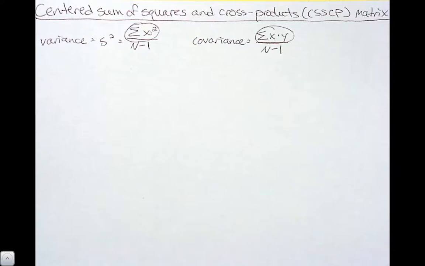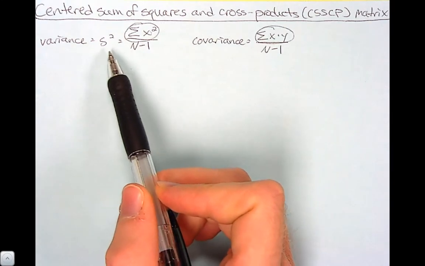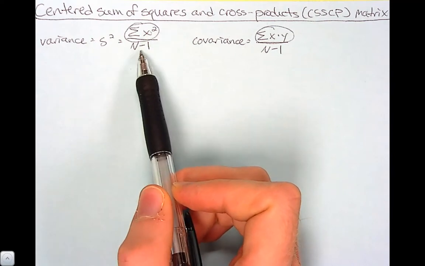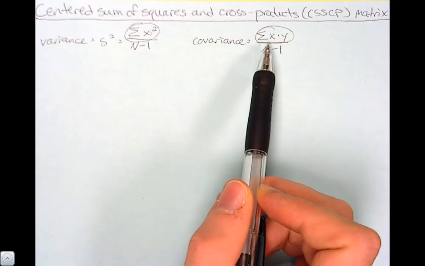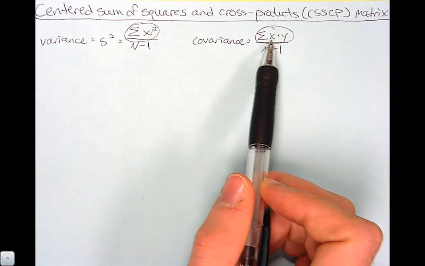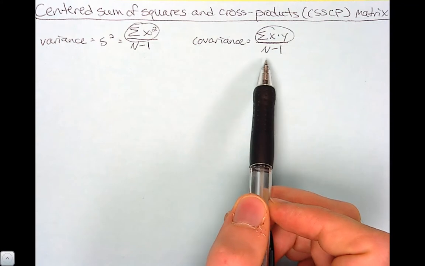Welcome back. Today we are going to talk about the centered sum of squares and cross products matrix, or CSSCP. I went ahead and wrote down the formula for variance here. As you notice, variance is the sum of squared deviation scores divided by the degrees of freedom. Covariance is defined as the sum of products of deviation scores across two variables, we have x and y here, divided by the degrees of freedom.